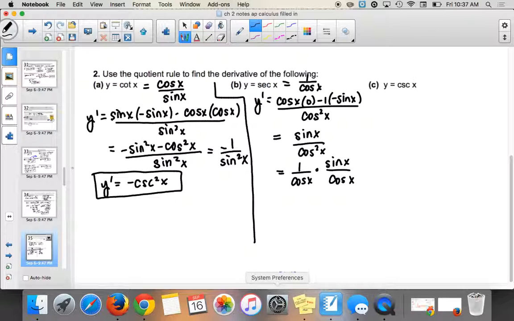Katie, did you get it? Okay. So what's 1 over cosine? Secant. So we get secant x. And sine over cosine? Tangent. So secant x, tangent x. So the derivative of secant x is secant x tangent x.